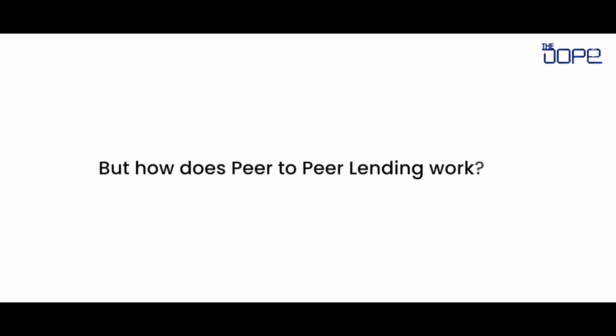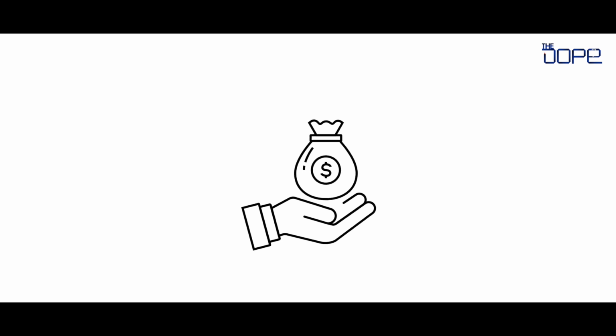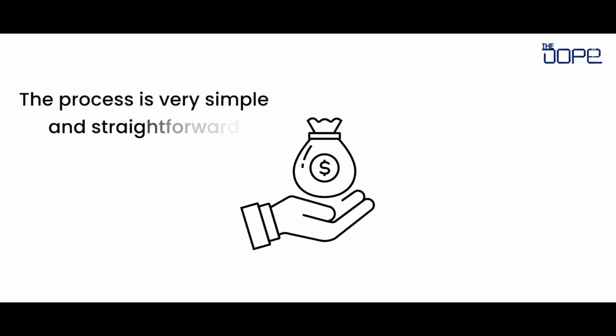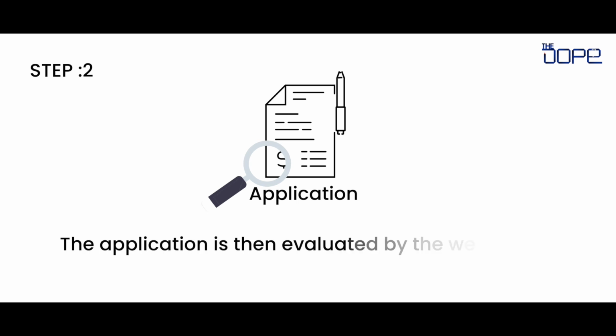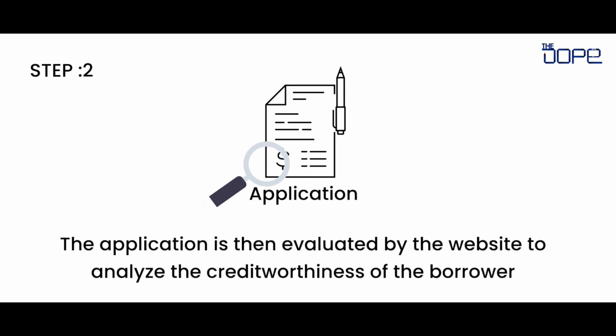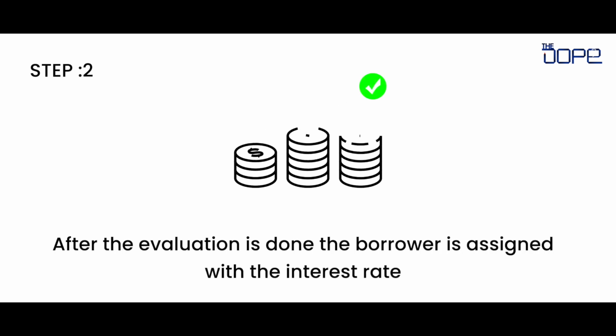But how does peer-to-peer lending work? All transactions in peer-to-peer lending are conducted in a very dignified way, and the process is very simple and straightforward without much space for complications. This is how the lending process works. The first step is for the borrower to fill an online application form on the lending platform. Then, the application is evaluated by the website to analyze the creditworthiness of the borrower. After the evaluation is done, the borrower is assigned the interest rate.